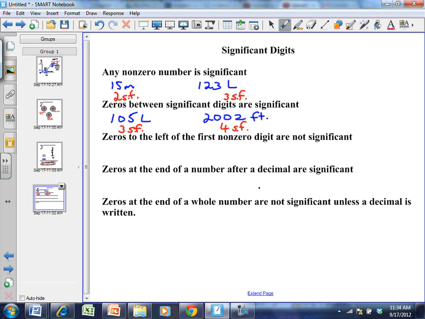Okay, zeros to the left of the first non-zero digit are not significant. So here's our first case where we don't have a significant digit. Okay, 0.0012. These zeros appear before the first non-zero digit, so they're not significant. The only significant digits are these. So we have two significant digits in 0.0012.